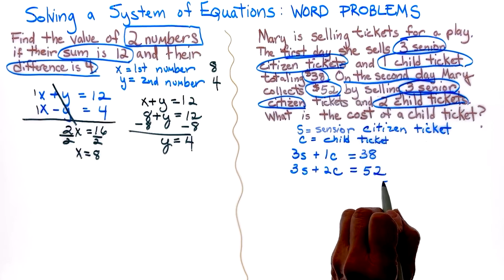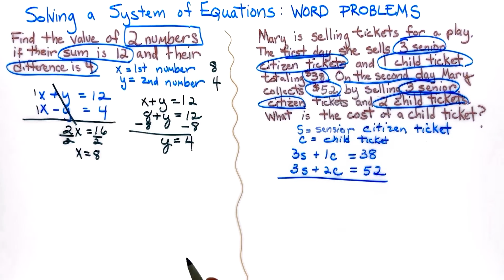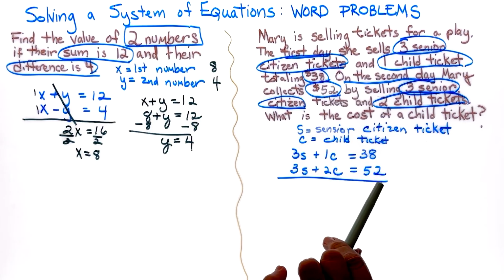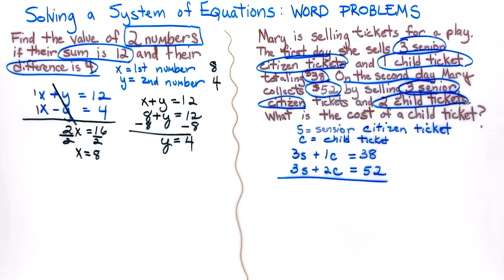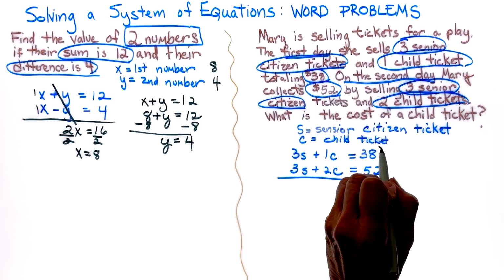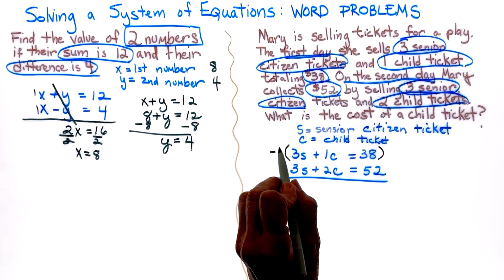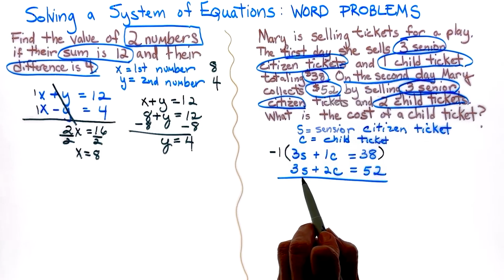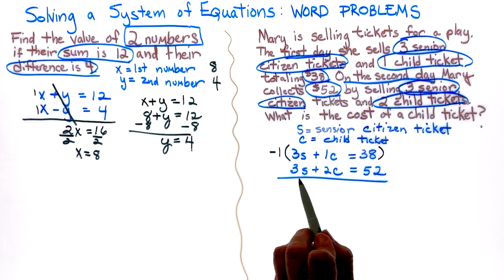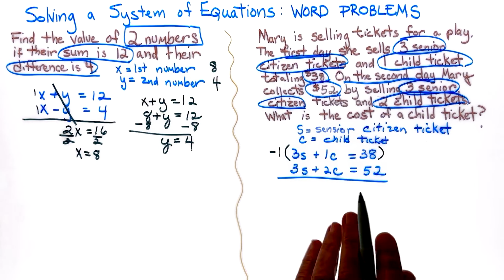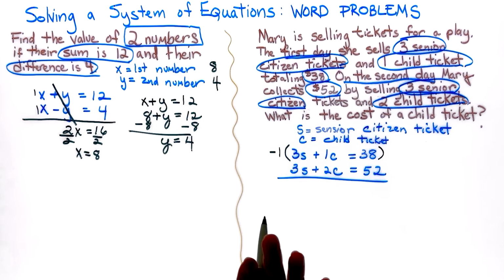So as I'm looking at this system of equations, I could solve by substitution, but I think I'm going to solve by elimination. You can do it either way. So for this problem, I am going to go ahead and I'm going to multiply the top by a -1. And when I do that, I will have a -3s and a 3s. So there's my pair of opposites, and I'll be able to find the child ticket immediately.